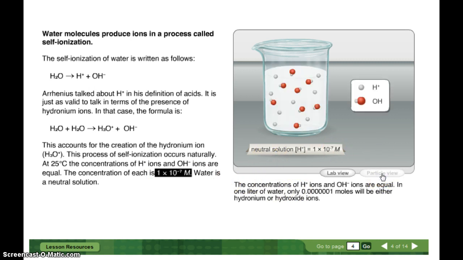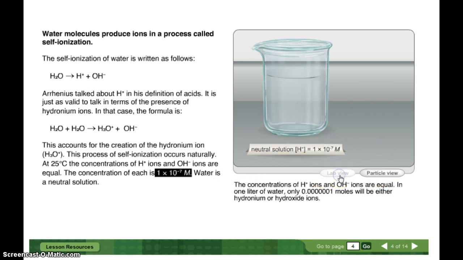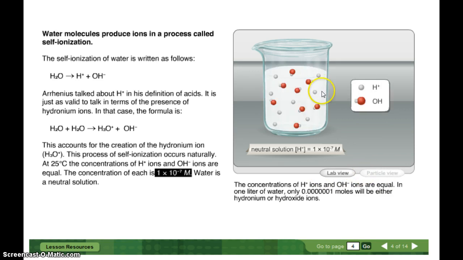If we look at the particle view, we can see that although this is water, it can break up into hydrogen ions and hydroxide ions. And 1, 2, 3, 4, 5, 6, 7, 8. They should be equal.